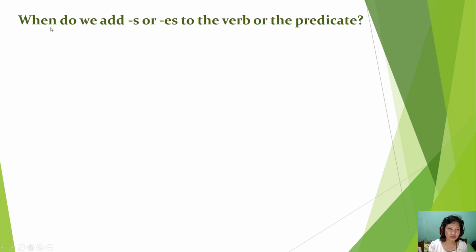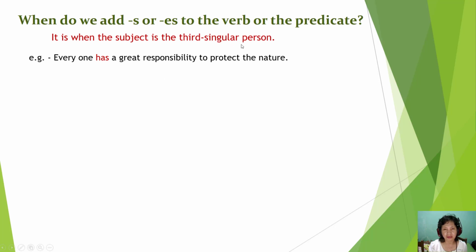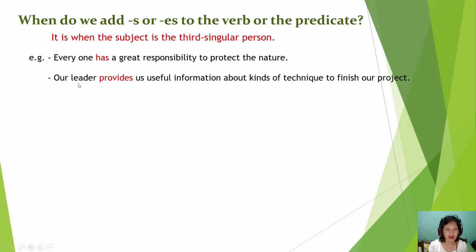Okay, the next is, when do we add S or ES to the verb or the predicate? It is when the subject is the third singular person. What is the third person? Third person is the person that we talk about. First person is I, and then second person is you. So the third singular, yeah. Everyone has a great responsibility to protect the nature. Everyone is the third singular person. Our leader provides us useful information about the need to finish our project.